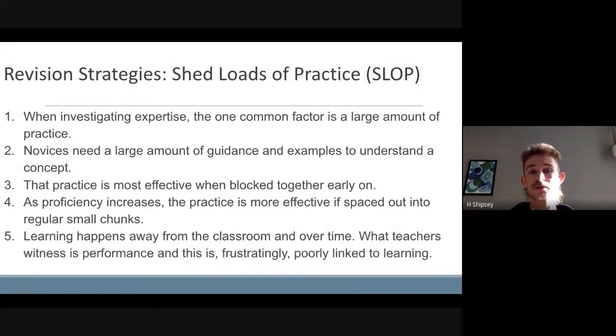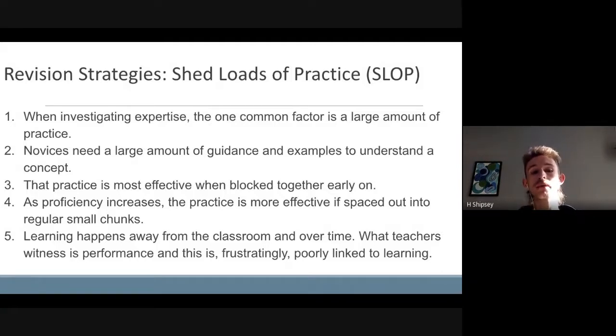Whenever you're trying to learn something, you need to become familiar with the topic inside and out. So we need to be able to practice it and make sure we know each aspect of the topic. As a novice learner, which we are when we're revising, we need a large amount of guidance and lots of examples to try and understand how a concept relates to it. When we're practicing it, you do this in big chunks in line with other revision strategies as well to make sure that we're learning the best that we can.